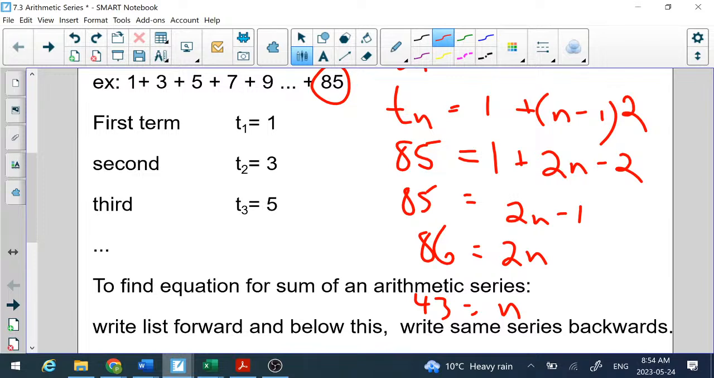So we just discovered that the series that we're talking about, the one that has the ellipsis in it, dot, dot, dot, goes on until you get to the number 85. Well, we just figured out that there's a total of 43 terms in that series, which is going to be useful because now we can use it to find the sum.